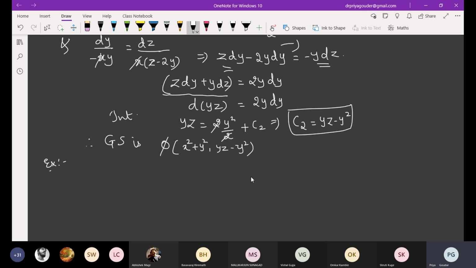Okay, I'll take one more example. This is one of the very standard examples. If you remember the multipliers, that will be far better for this. Mz minus ny into nx minus lz into q is equal to ly minus mx.